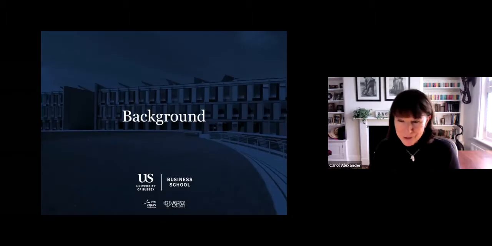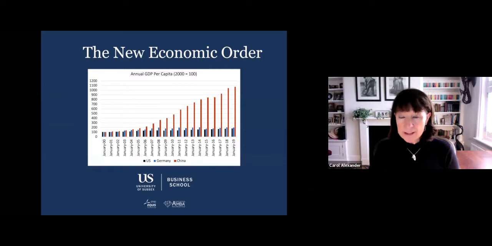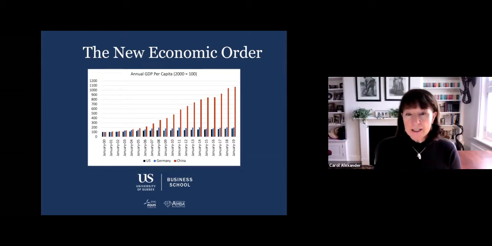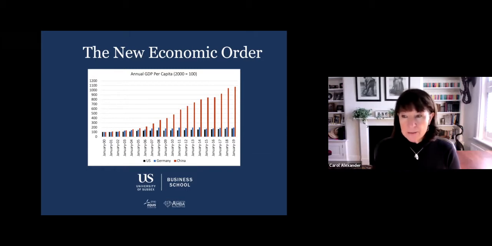So let's just set the background of this talk by looking at the new economic order. And I think this is best illustrated by a graph which shows GDP per capita if I set the GDP in each country to be 100 in the year 2000. The red line is China. At the moment, of course, GDP in China is still less than GDP in the US, although greater than it is in the Eurozone. I think it's about 27 trillion in the US, 21 trillion in China, and 18 trillion in the Eurozone. But the growth in GDP is illustrated by this graph.